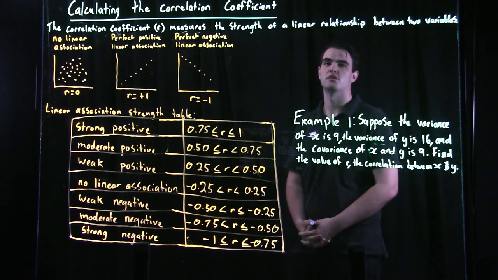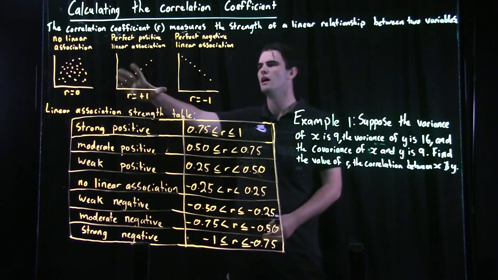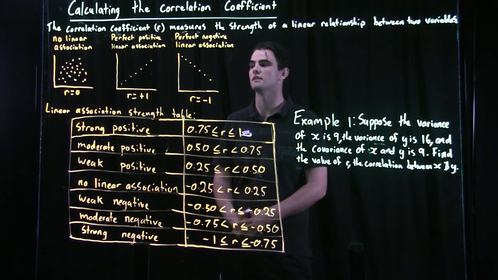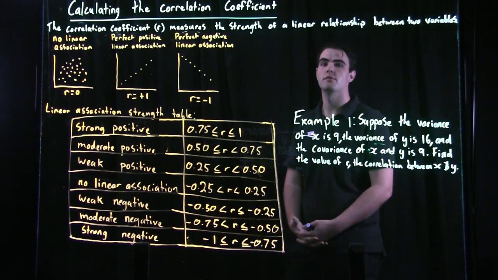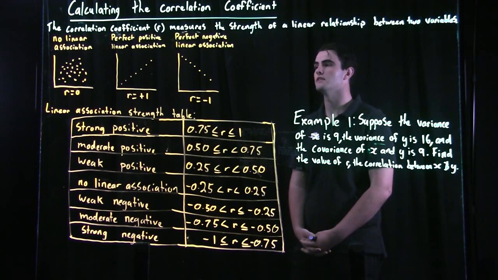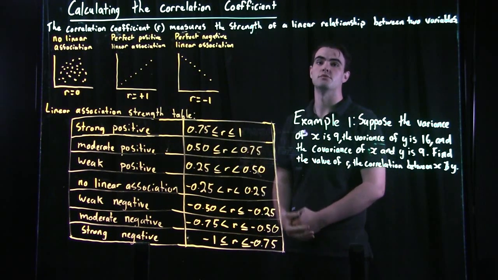As we look through our three graphs to give a visual demonstration, we've got no linear association. In the first one, we can't see a linear trend. There's nothing there that stands out. It is a random set of data. The way we write that for the correlation coefficient is R equals 0.